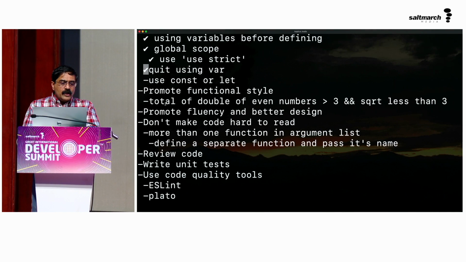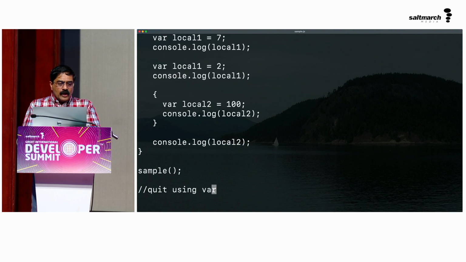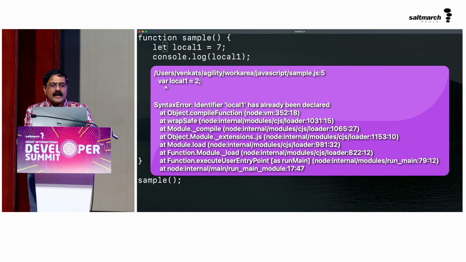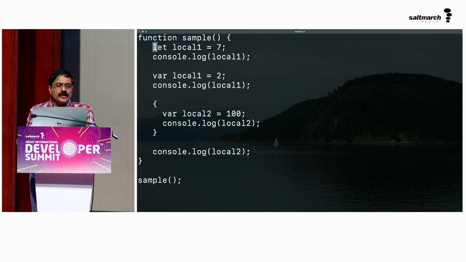So what do? Quit using var. Instead, use const or let. So I can go back here and say, let i equal to 1. Notice the error that you get right now. You cannot redefine local 1. So the minute you say let, the variable cannot be redefined. You can reassign to that variable, but you cannot redefine that variable.